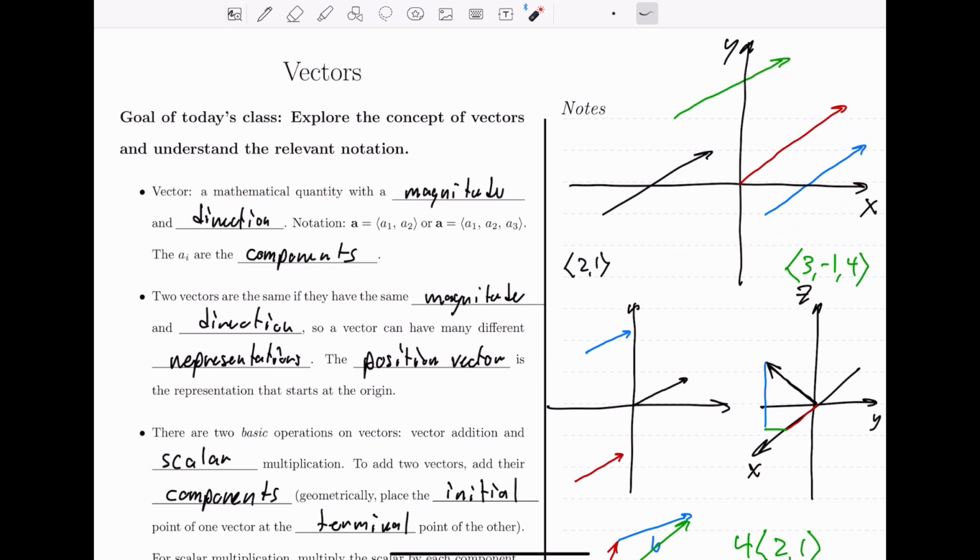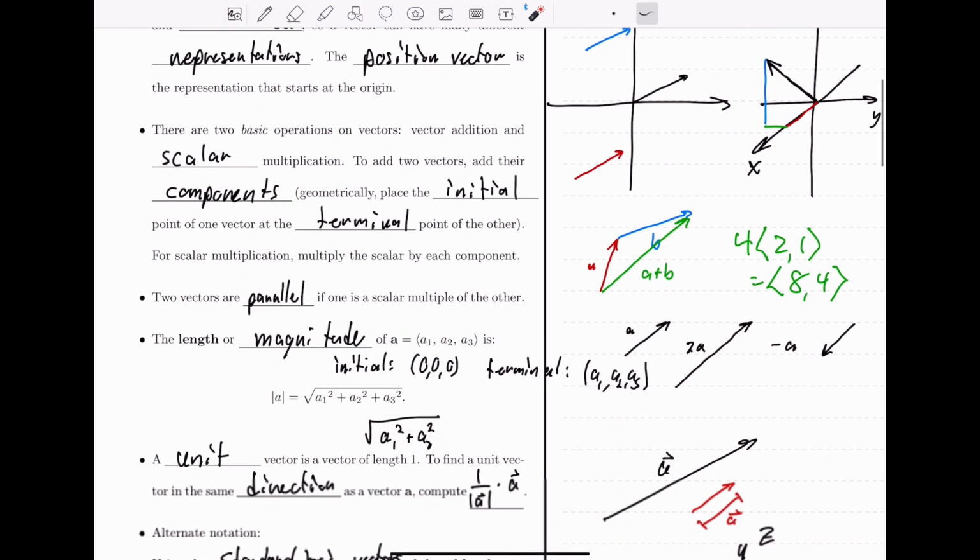The vector that starts at the origin is called the position vector, and we looked at two basic operations of vectors: vector addition and scalar multiplication. To add vectors in terms of a picture, we simply take two vectors and put the terminal point of one at the initial point of the other, and then the overall vector that we get is the sum. Scalar multiplication, we just take a scalar, just a number, and we multiply it by all the components of the vector, and that gives us a scaled vector.